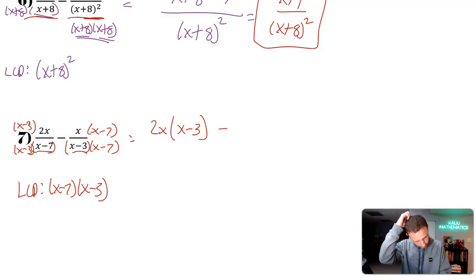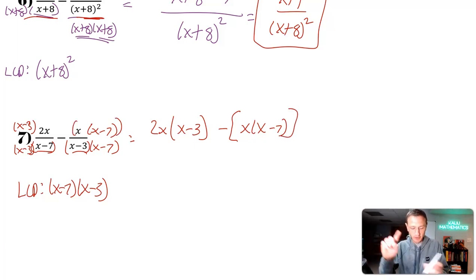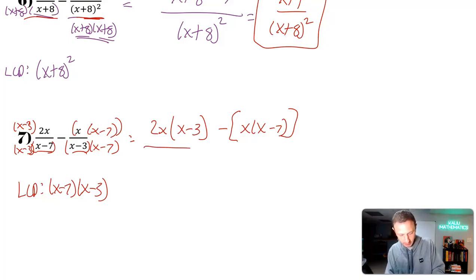minus, be careful here, I'm going to put this in a bracket because there's a lot that's going to go on here. So this is going to be minus x times x minus 7, because I'm multiplying this fraction by x minus 7, but I'm also subtracting it off. So I want to be careful on how I write that down. And then we're going to have the denominator of x minus 3, x minus 7.